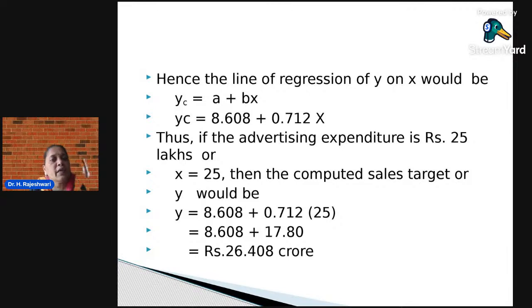Once you come out with a regression equation, it is easy for you to calculate the y value. In the question they have asked, if the advertising expenditure is rupees 25 lakhs, then take x as 25 and substitute in this formula: y equal to 8.608 plus 0.712 into 25, you'll be getting 26.408 crore. This is how you can find out. That means if the advertisement expenditure is 25, the y value is 26.408.